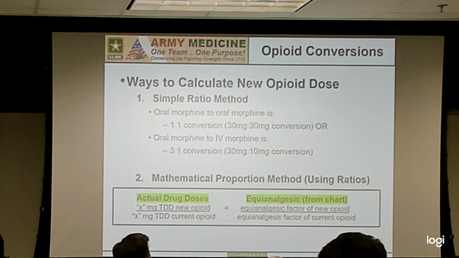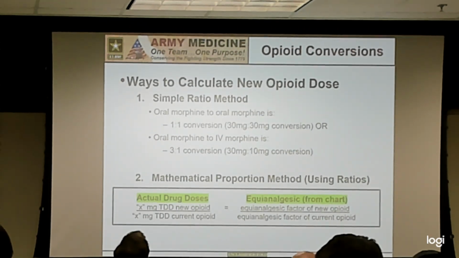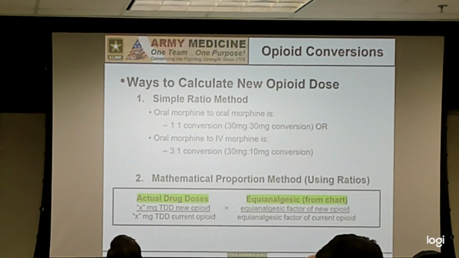When you're looking at your ratios, you have your actual doses and then your equal analgesic doses that you're going to get from the chart that'll be provided to you. So your total daily doses of your new over your old, and then the same thing for your chart, your new over your old, and you're going to solve for X. Okay? So you'll be solving for your new, which is your numerator on your actual drug doses side. It doesn't make sense looking at it. I'm just trying to talk y'all through it. I see the faces. I got you. It's going to make sense.